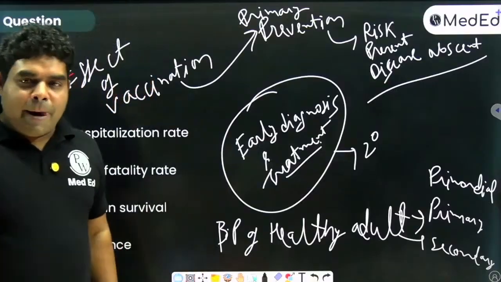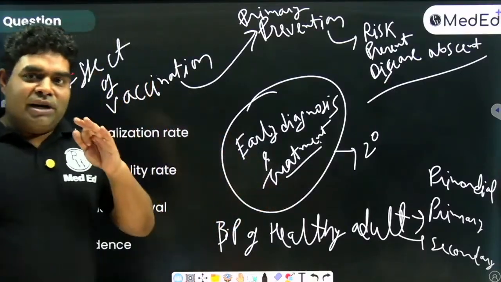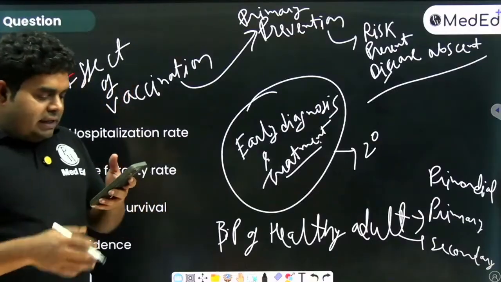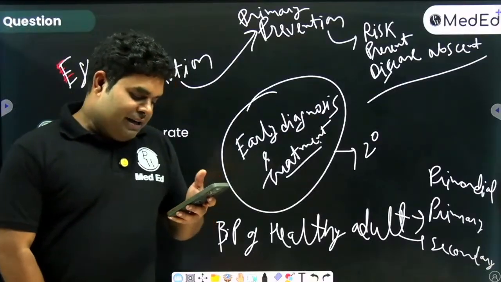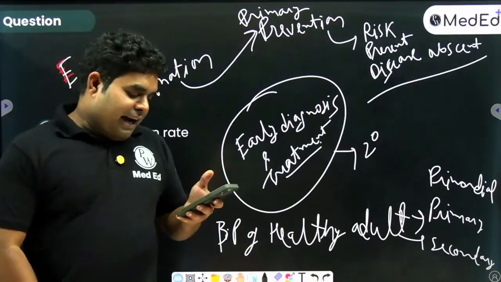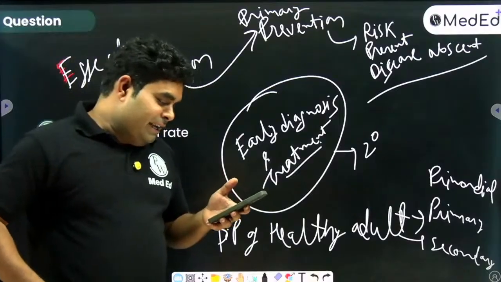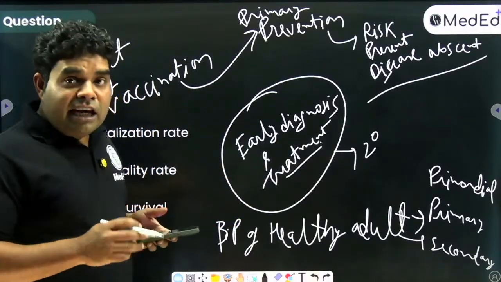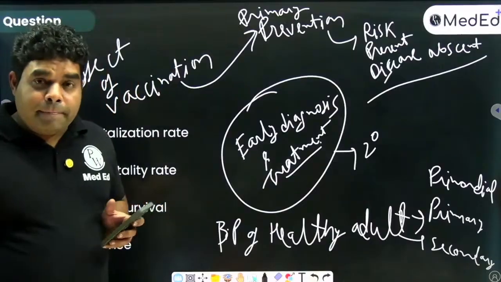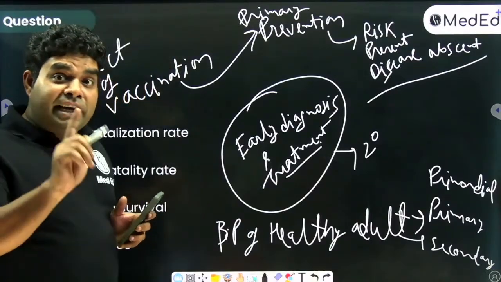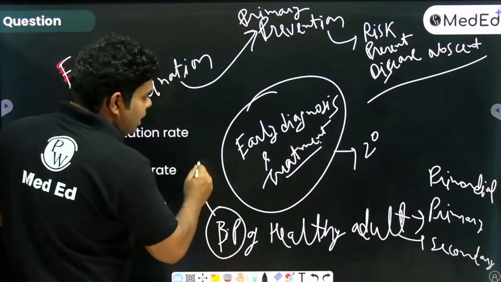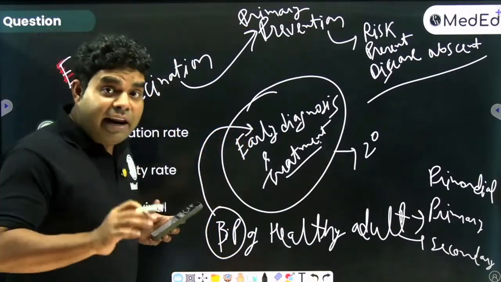Try to answer. Primordial, primary, secondary. What is the answer? See, many students are writing primary. Very good. Aki is writing secondary. Mr. Foodie is also writing, I think, secondary. देखो, when we are taking BP of a healthy adult, what is the purpose of taking BP? Purpose of taking BP is early diagnosis of hidden hypertension.